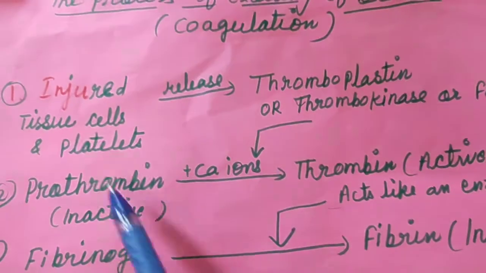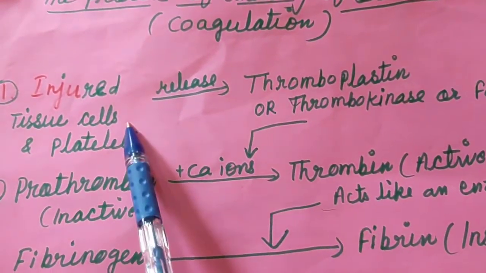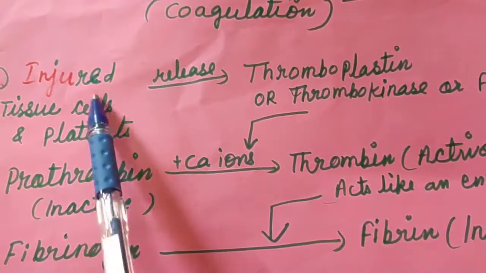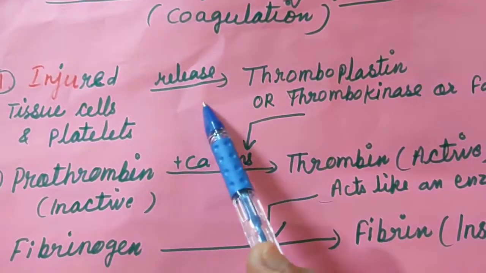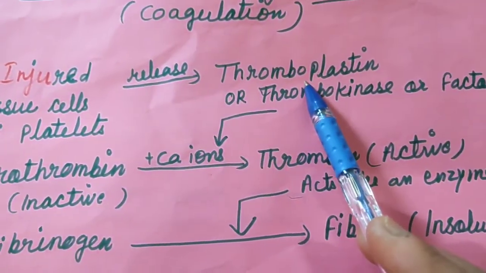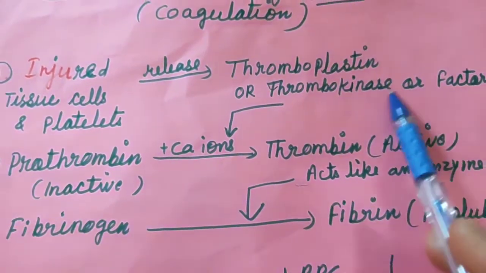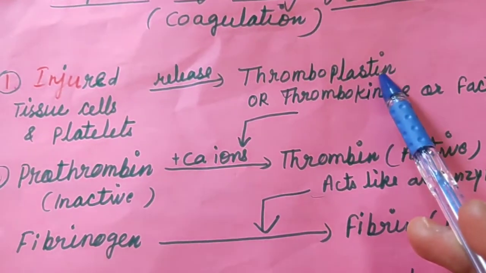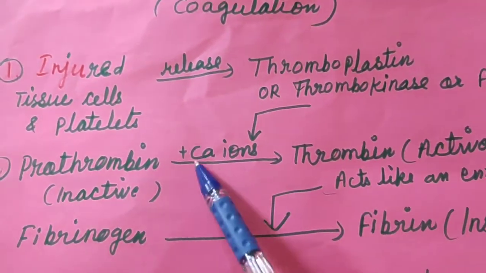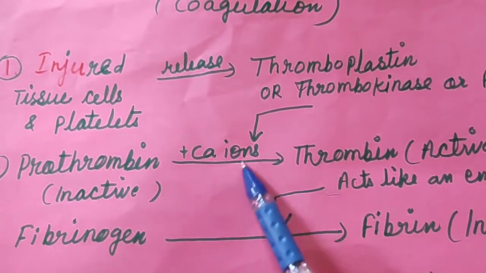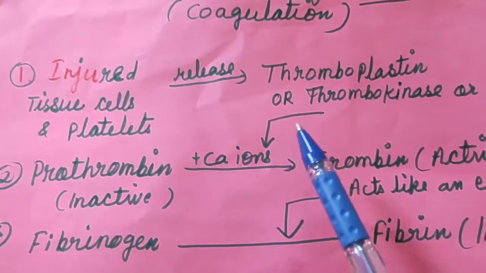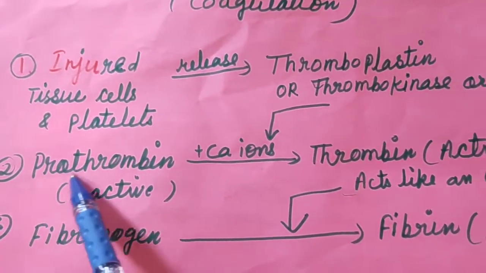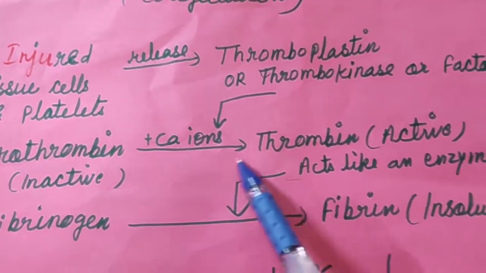I repeat, injured tissue cells and platelets, whenever there is an injury or cut in any part of body, these tissue cells will release a substance, thromboplastin or thrombokinase, and this thromboplastin acts as an enzyme and in the presence of calcium ions already present in plasma, thromboplastin will convert prothrombin, in inactive form, into thrombin.